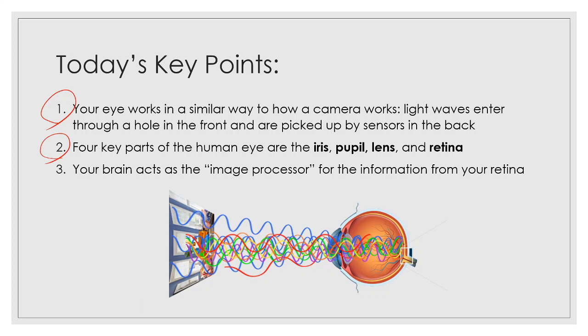Second of all, there are 4 key parts of the human eye. That's the iris, the pupil, the lens, and the retina. In reality, sure, there are more parts of the eye than that, but those are the 4 that Mr. Manta wants you to know. You should know what each of those actually means.